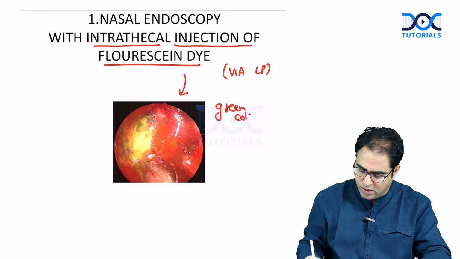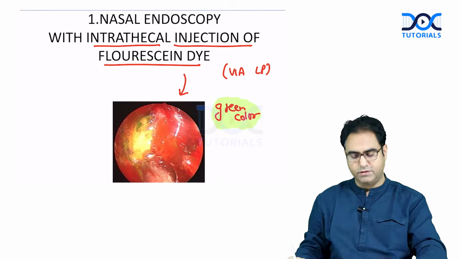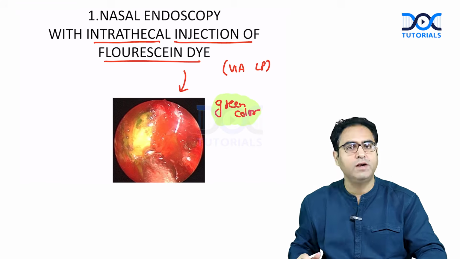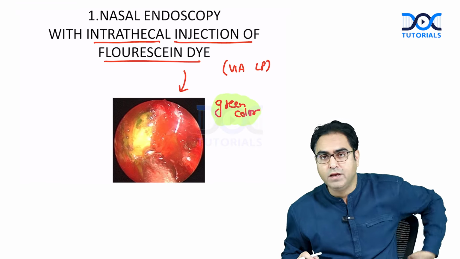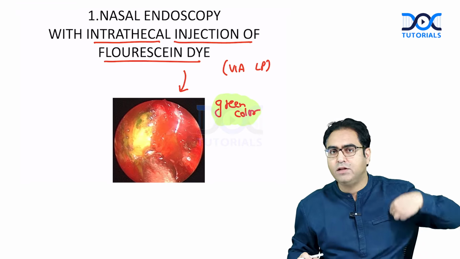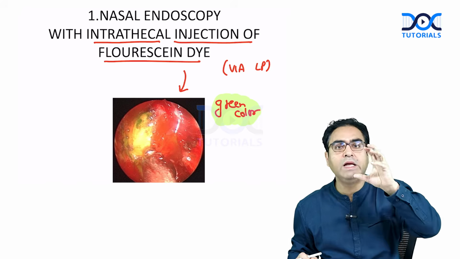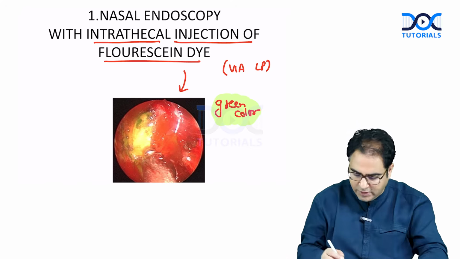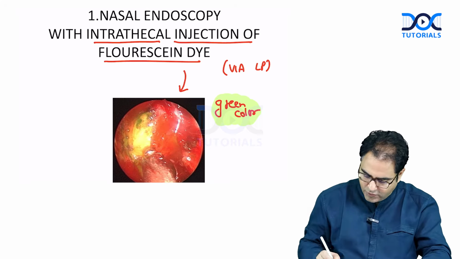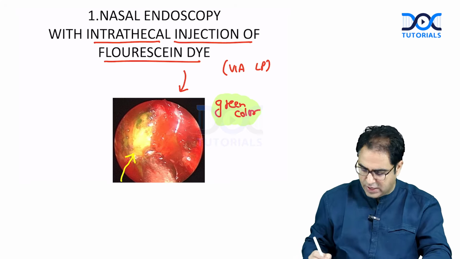This will give green color to CSF. Otherwise, CSF is like water, tough to see. But if you inject a dye into the CSF via lumbar puncture, the same dye will go upstairs and the CSF will get green color over there. Now, it is easy to find out the site of leak as it is visible over here very clearly.